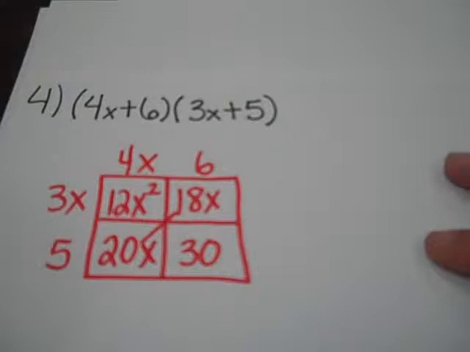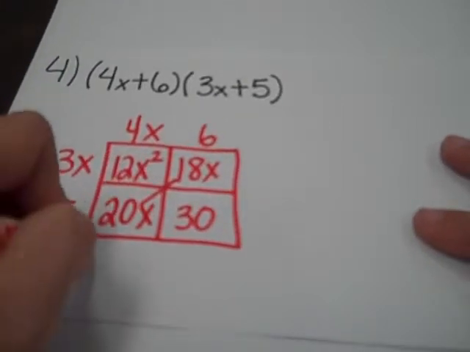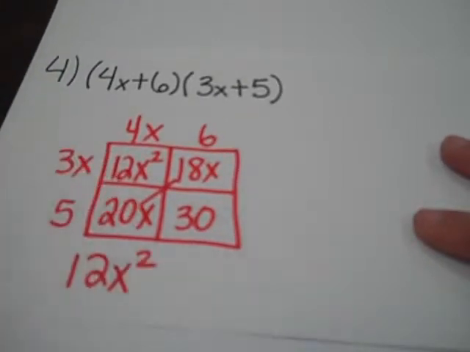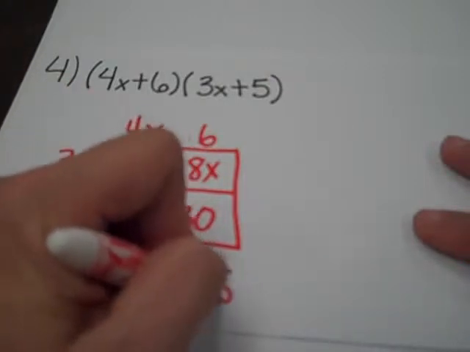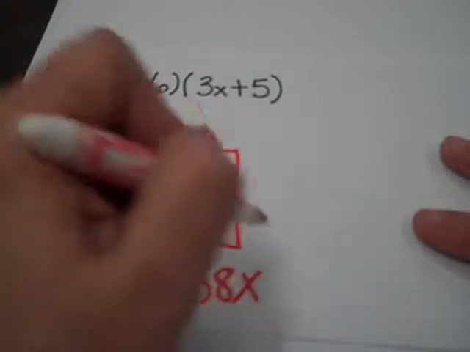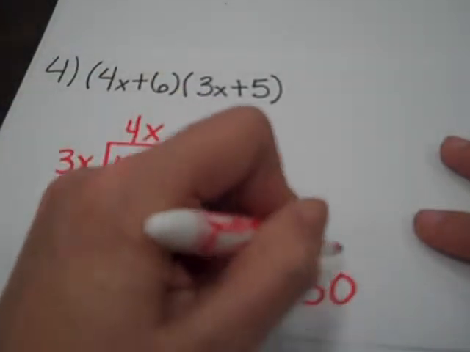And I have like terms here. So we just have 12x squared. 20 plus 18 is 38x plus 30.